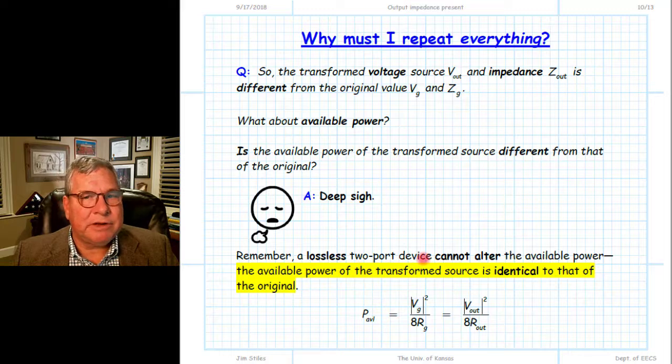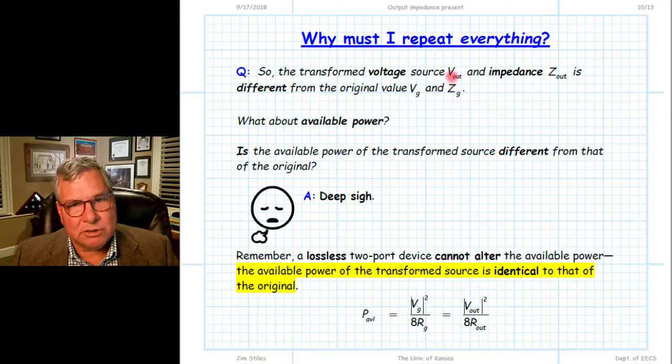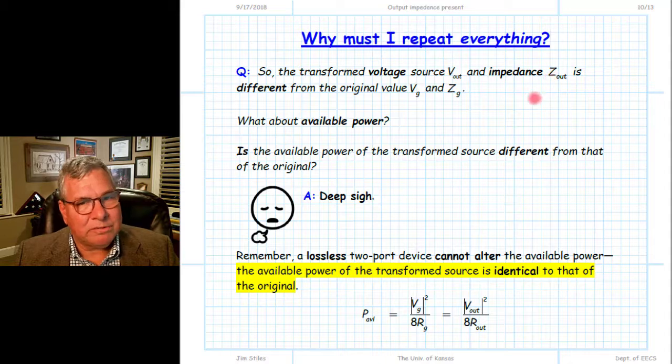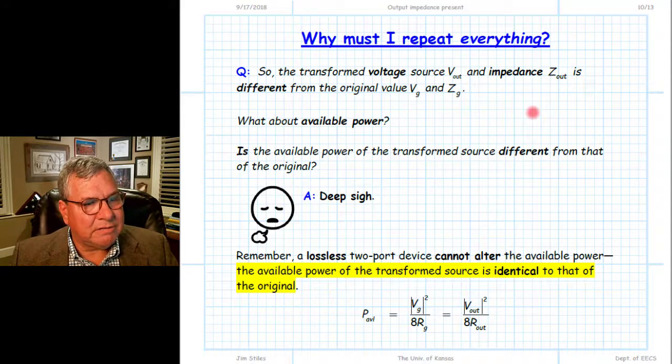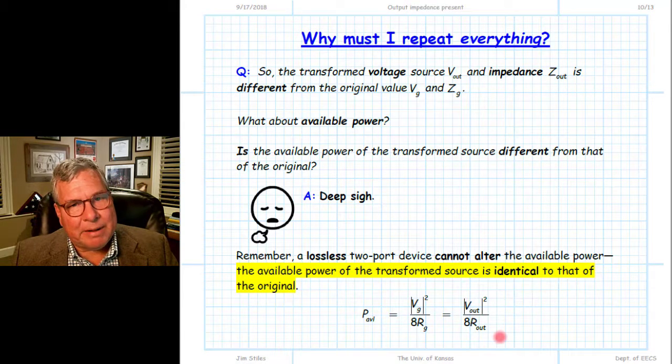When it does a transformation of the source, it will change the original open circuit voltage to a different open circuit voltage. It will change the original source impedance to a different source impedance. But the one thing a lossless two-port device cannot do is alter the available power. The available power of the transformed source is equal to that of the original. The length of transmission line cannot alter that value.